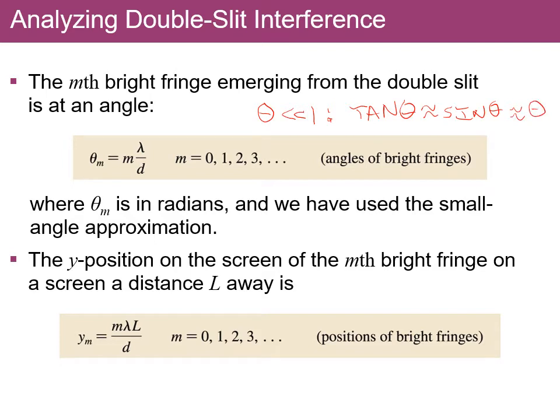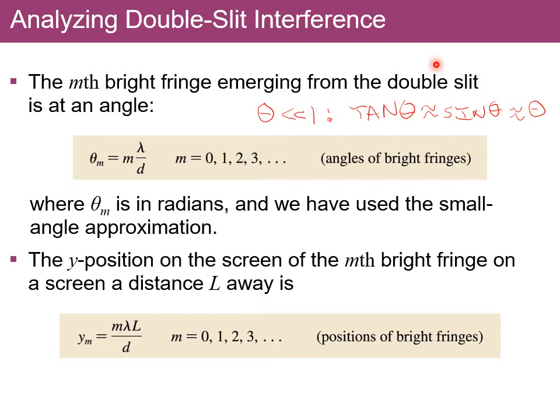Since we just said that delta r equals m times lambda, and that delta r equals d times sine theta, we have that m times lambda equals d times sine theta. We can employ the small angle approximation, and then we get that the theta value of the mth bright fringe is roughly equal to m times lambda over d.